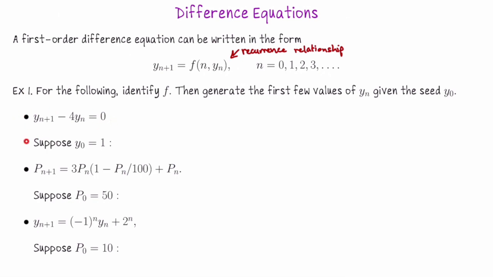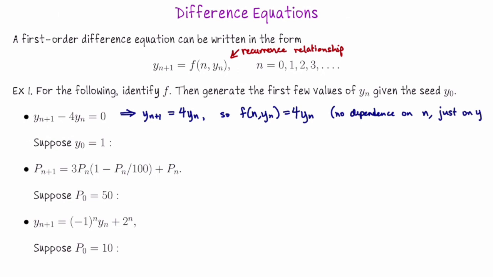Okay, so the first one is y sub n plus 1 minus 4 y sub n equals 0. This is not written in the form up above, but let's convert it into that form. So I'm going to solve for y sub n plus 1. We can say that y sub n plus 1 equals 4 times y sub n. Now written in this way, our function is f of n comma y sub n equals 4 times y sub n. And as is often the case for us, this function has no dependence on that first input n. It's really just a function of the previous term y sub n. So that can happen, and that's totally fine.